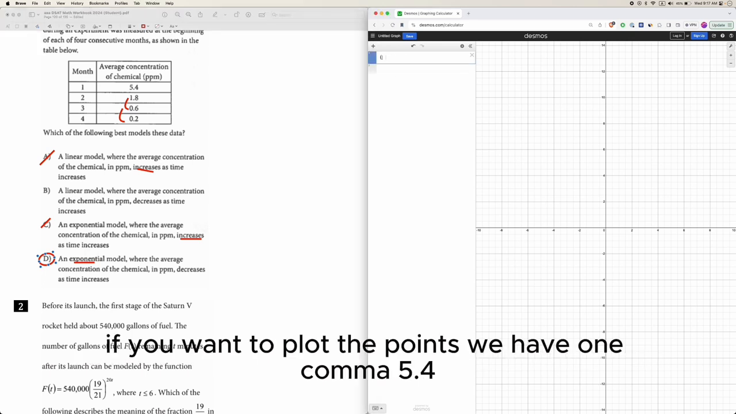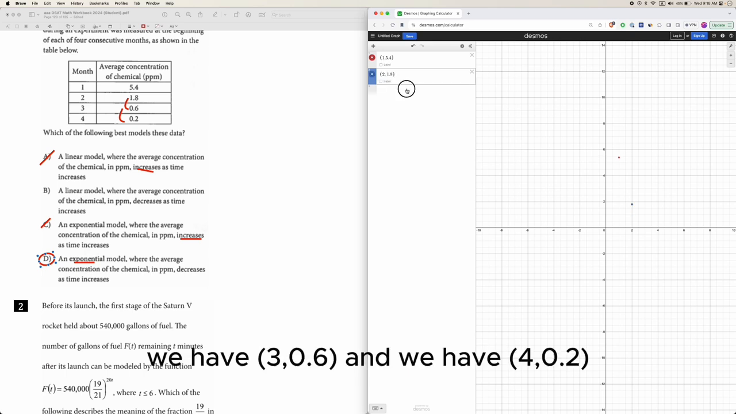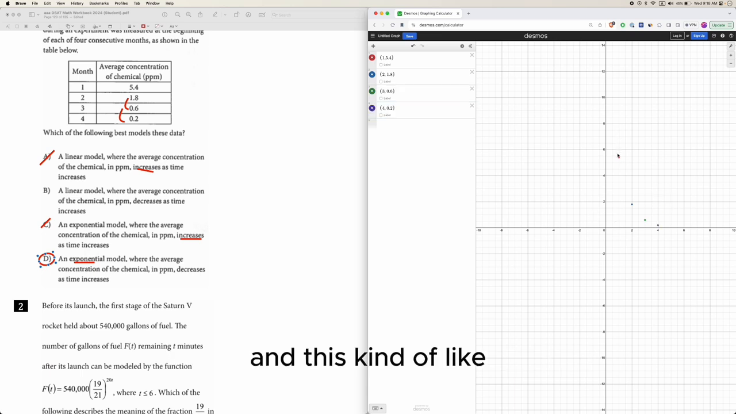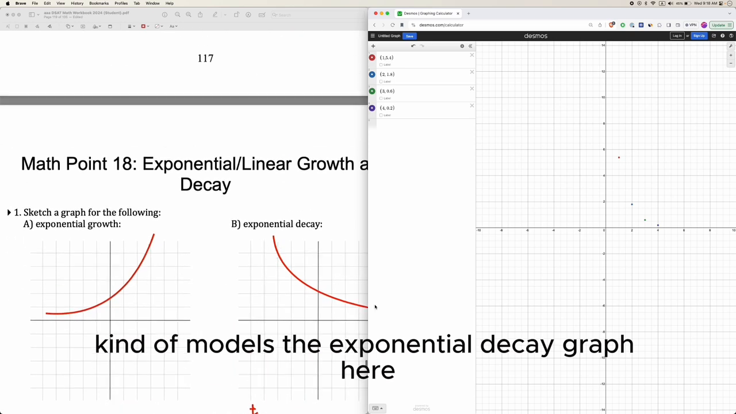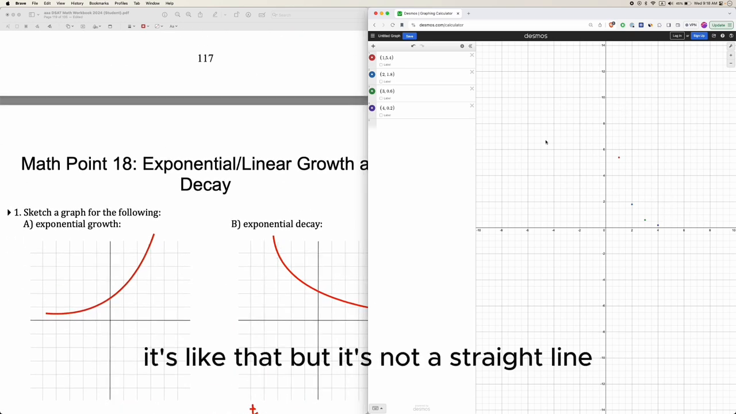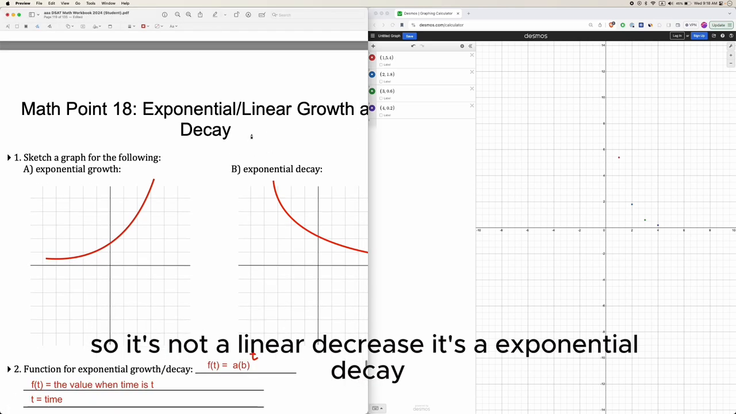If we want to plot the points, we have 1, 5.4. We have 2, 1.8. We have 3, 0.6. And we have 4, 0.2. And this kind of models the exponential decay graph here. It's like that. But it's not a straight line, so it's not a linear decrease. It's an exponential decay.